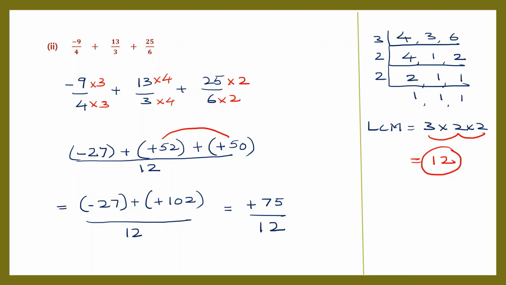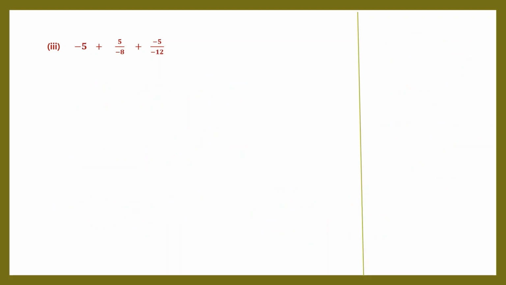Now we can reduce this to the lowest term by dividing both by 3. Let's divide 75 and 12 by 3 and see what we get. Now 3 into what is 75? 3 into 25. 25 threes are 75. 3 fours are 12. So here we have 25 by 4. Now this is our answer, 25 by 4. We can leave it at this, or if required, convert it to a mixed number.